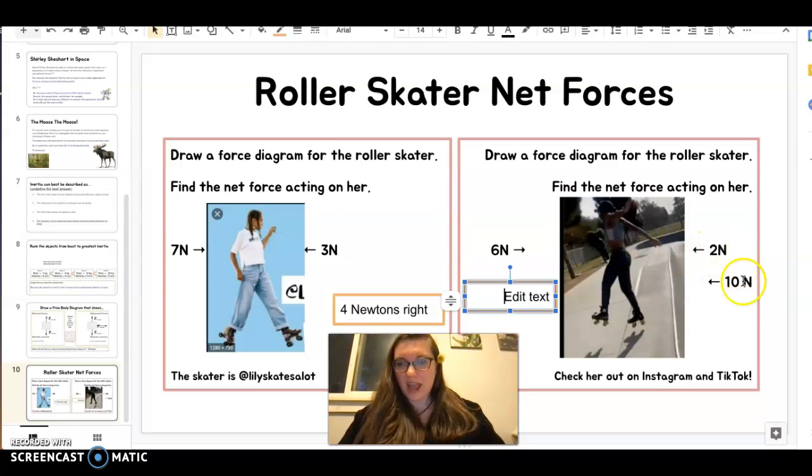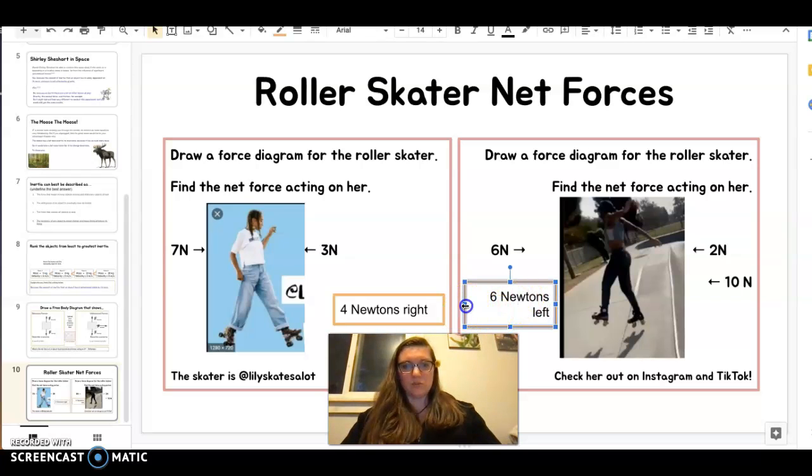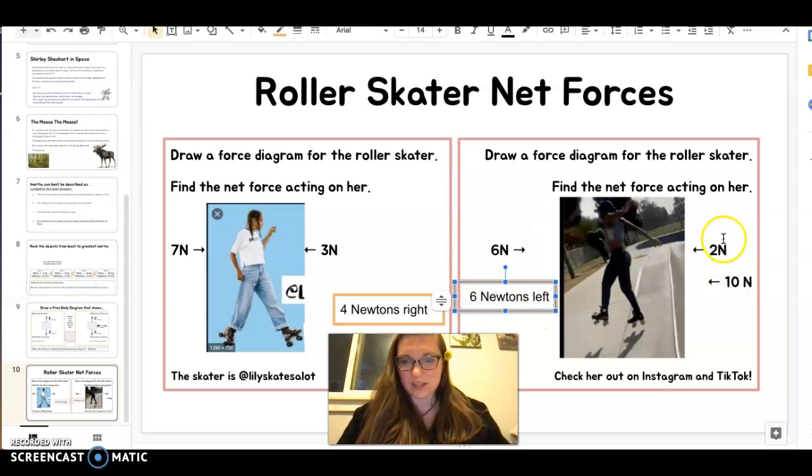So then we're going to add these two together. So 2 plus 10 is 12. So we have 12 on this side and 6 on this side. So we do 12 minus 6. So that is going to be 6 newtons to the left because there's more force pushing her from this direction. This one basically just canceled out, subtracted from that one.